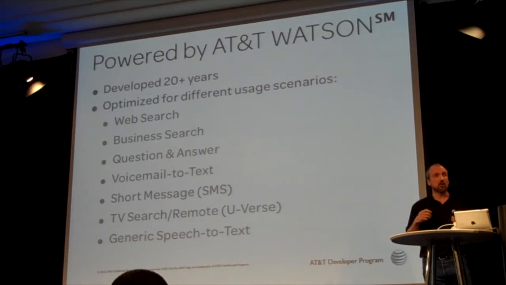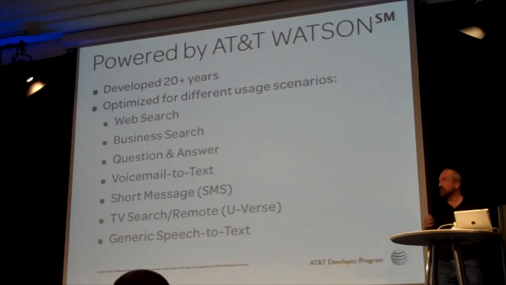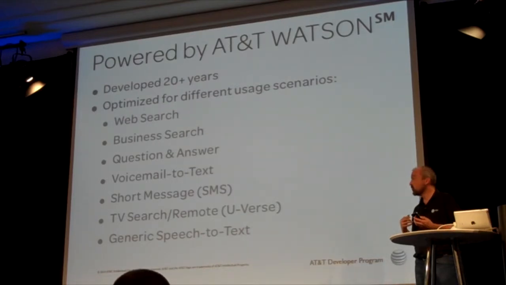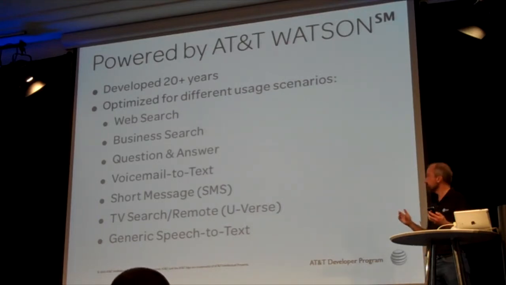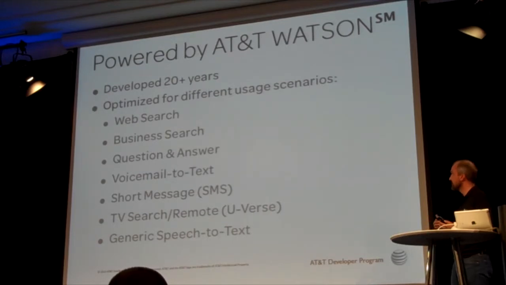Business search knows locations like cities, it knows business names, it knows business categories, so you use that for a location-based service. Question and answer knows phrases that are in the form of questions, like, what is the capital of California? It doesn't answer the question for you, but at least it recognizes the question.